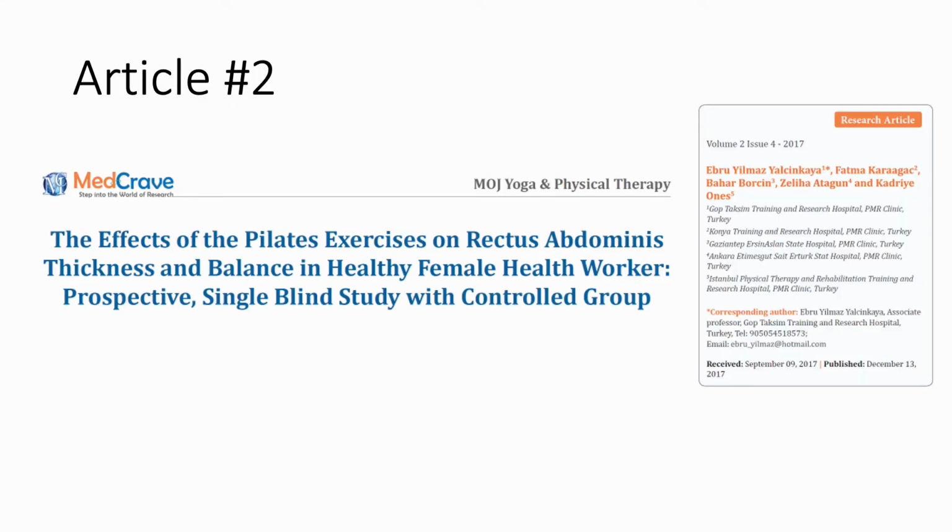All right, so 1 down and 1 to go. We are going to look at this study, the effects of Pilates exercise on rectus abdominis thickness and balance in healthy female healthcare workers. So this study was published in 2017, so a little bit more recent than the previous study that we just went through.